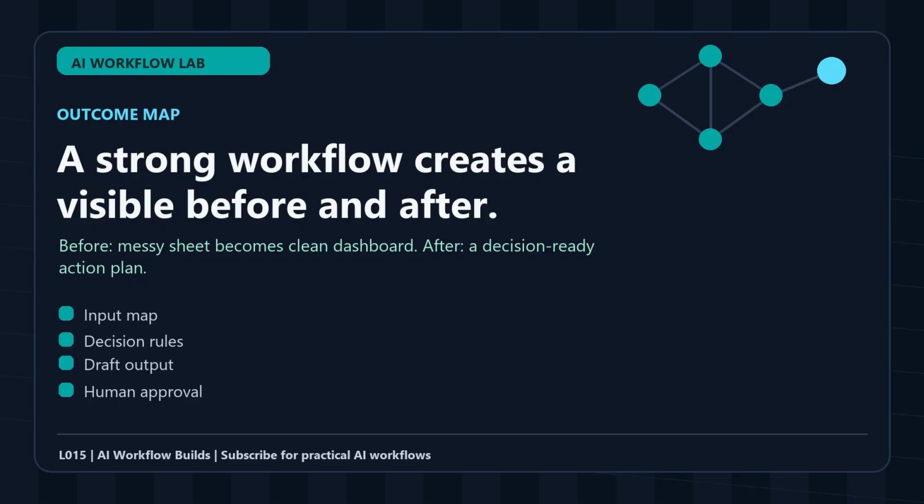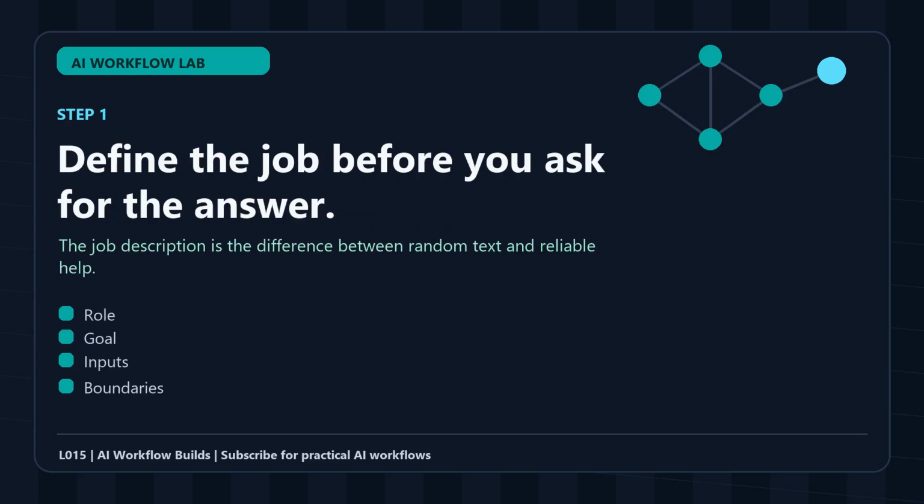Step 1 is the job description. Do not start with, "Help me with this." Start with the role, the goal, the available inputs, and the boundary. For this topic, the role is not general assistant. The role is workflow operator. The goal is, automate spreadsheet cleanup, summaries, and formulas without coding. The available inputs might include notes, links, transcripts, tool lists, examples, deadlines, constraints, budget, and your preferred output format.